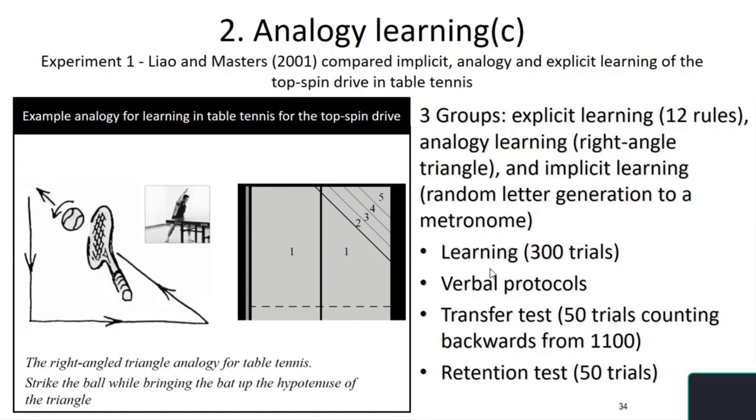They learned this task, this topspin drive, across 300 trials of practice. They were then asked to verbalize the number of rules that they could come up with for how they performed this task. They then performed a transfer test, which involved doing the topspin drive across 50 trials while counting backwards from 1,100 in threes, and then there was a retention test.